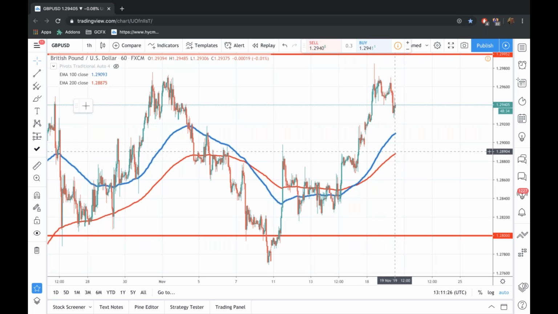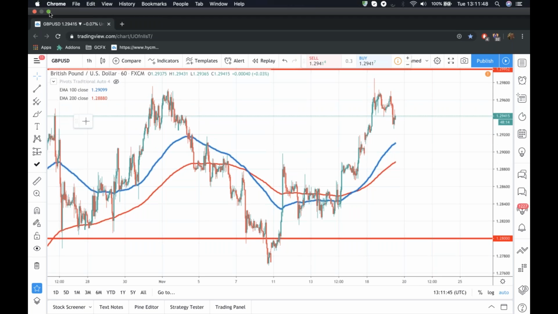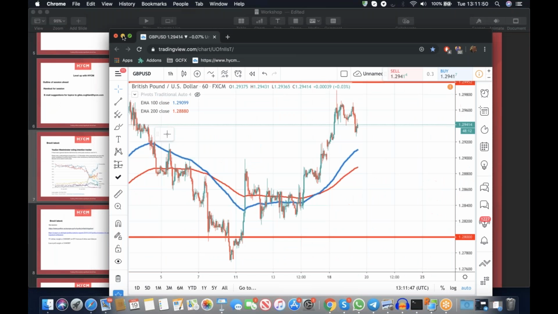As long as that poll remains, then any pullbacks in the pound I am expecting to be bid. So, you know, another pullback down to 1.2900, I would expect that to be bid from these levels. I'm expecting buyers based on that poll data.